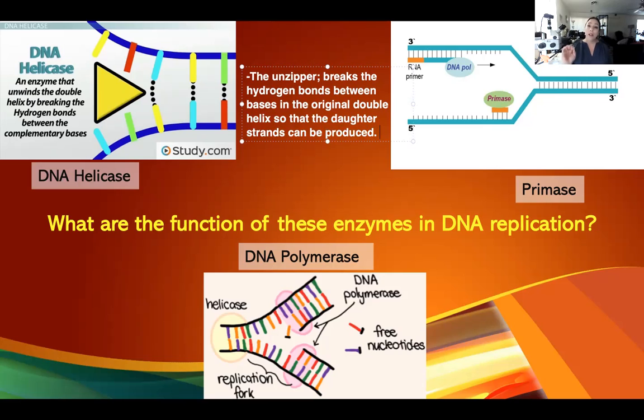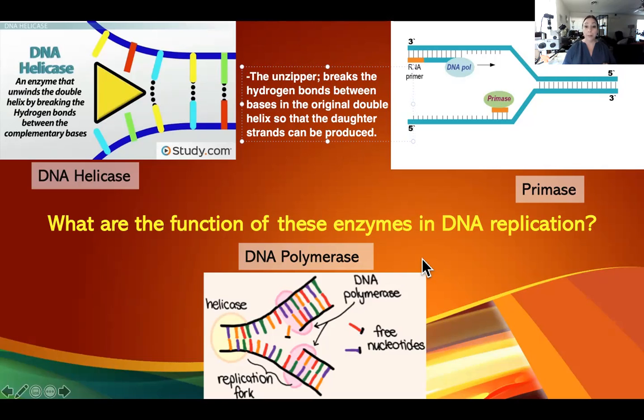So DNA helicase breaks those hydrogen bonds so that the two DNA strands in the original double helix can separate and the daughter strands can be produced. Now, the next enzyme I would like you to know about is called primase. Actually, I'm going to jump ahead to DNA polymerase, and then we'll go back to primase.